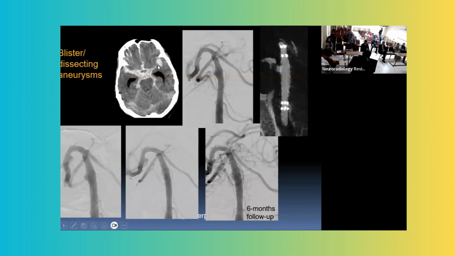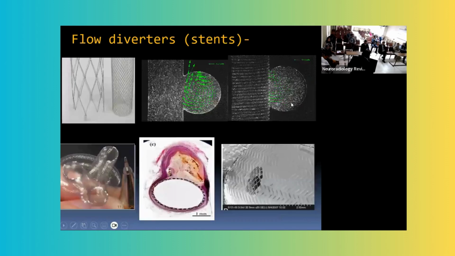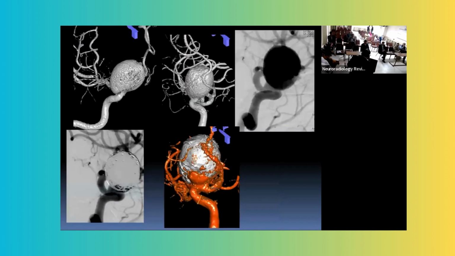We can also do treatment of blister and dissecting aneurysms, and we can place flow diverter stents. The flow diverter stents are special stents which have extra metal coverage. They are basically used to change the hemodynamics of the vessel, and when we place such stents in the main vessel, there is thrombosis of the aneurysmal lumen, which is spontaneous with passage of time.